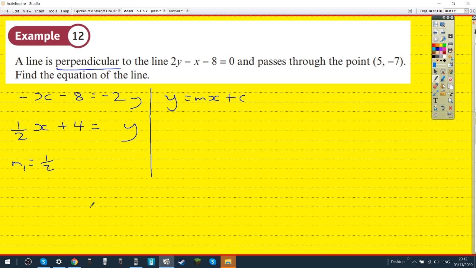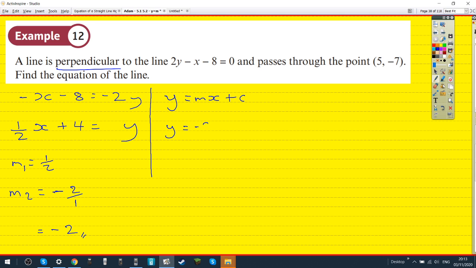The easy way to find it is the negative reciprocal. So you change the sign and flip the fraction. At the moment it's plus a half, so it becomes minus 2 over 1. And what is 2 divided by 1? Just 2. So it simplifies to minus 2. So the gradient for our line isn't a half, it's minus 2.